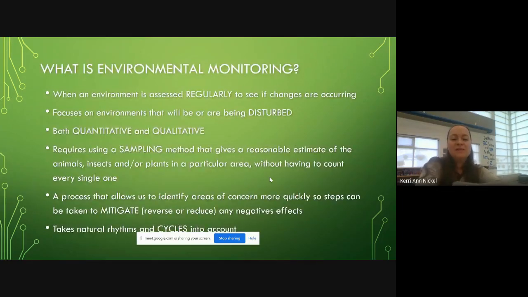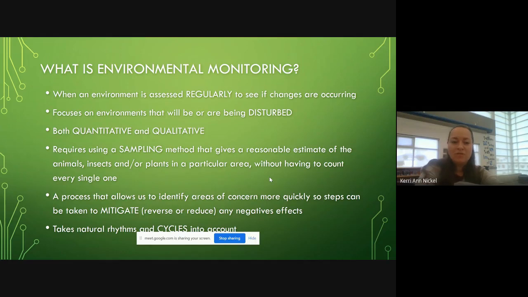So let's start with what is environmental monitoring. This is when an environment is assessed regularly to see if changes are occurring. Originally you need to start and set a baseline. So you sample an environment and say, what is it like right now? And then if you sample it later on, you're able to see if the environment has changed.